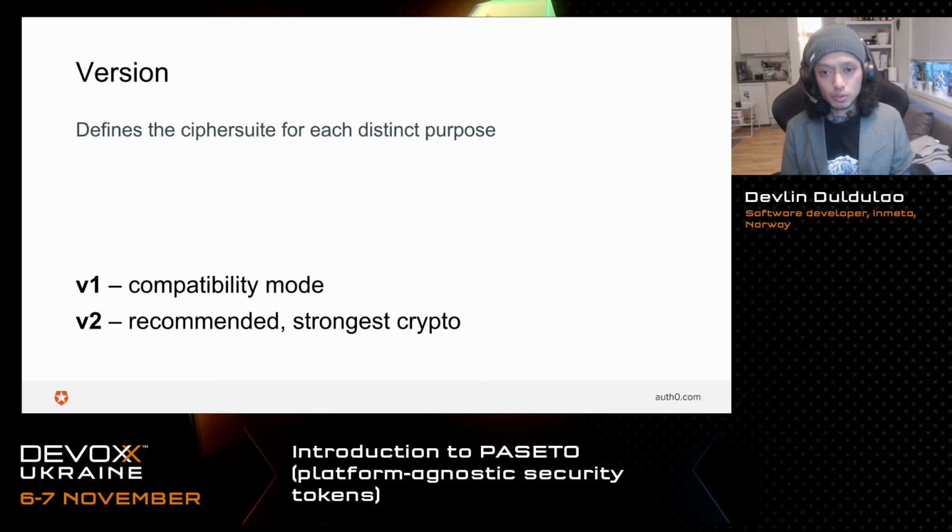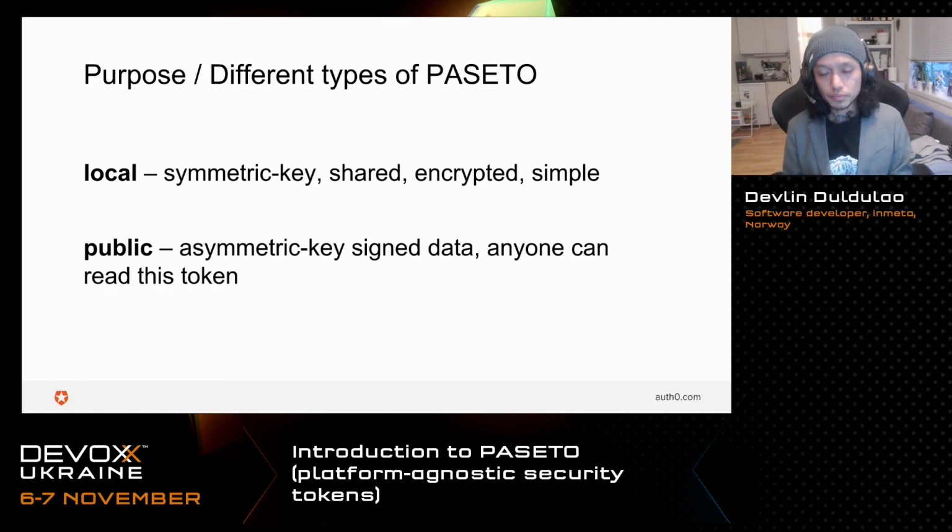So compatibility mode, you can see there, and then the recommended one is the V2. So what about the purpose? Local is referred to as symmetric or shared key PASETOs, because that is the type of cryptography that they use. Always encrypted, so that's local. An attacker that was able to get a hold of the token will not be able to see the data inside unless he has a key. The public, on the other hand, both PASETOs are always signed, but public is not encrypted.